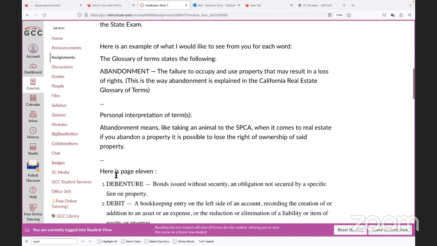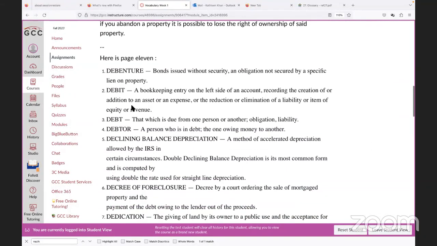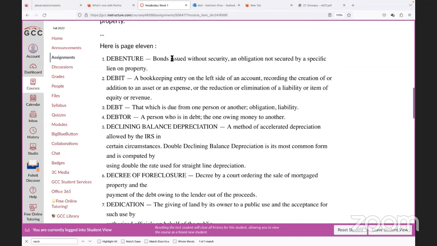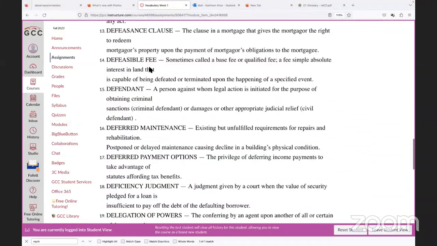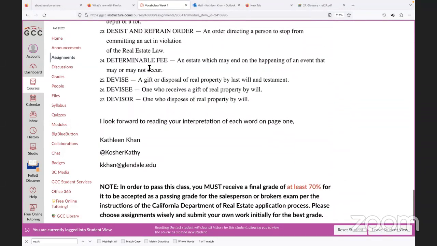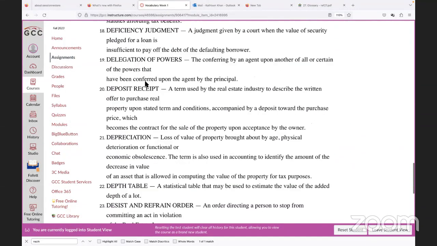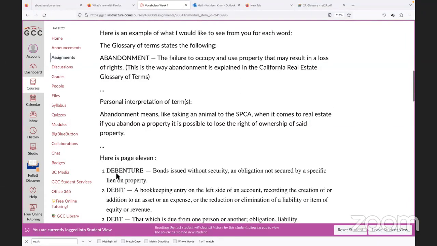Now, if you look below, I know it says here is page 11. That's letting you know in that glossary of terms that if you want to go look at the PDF, you can look at page 11. But the terms on that page are actually put in, and these are the terms and the definitions from page 11 of the glossary from the Department of Real Estate. Now, this is assignment 1 for this particular class in module 1. So it looks like divisor is the last word and the first word is debenture.